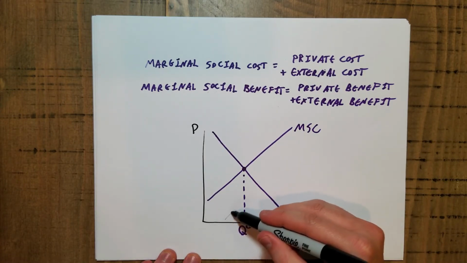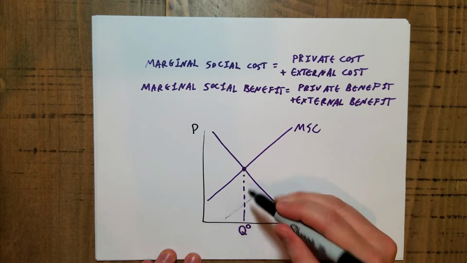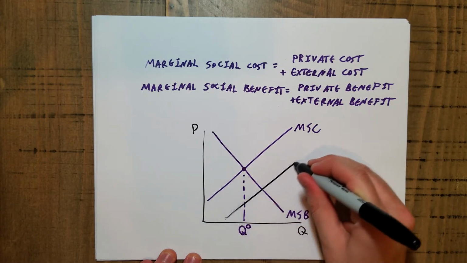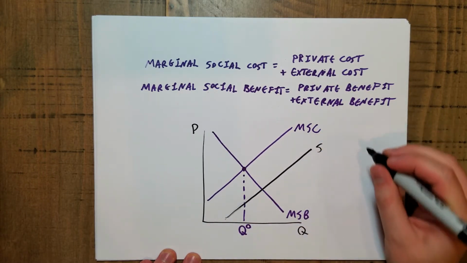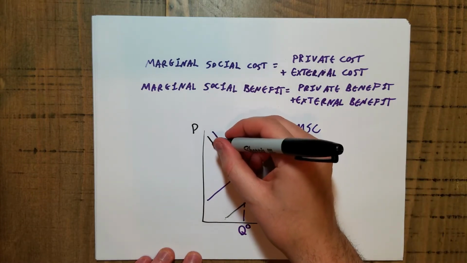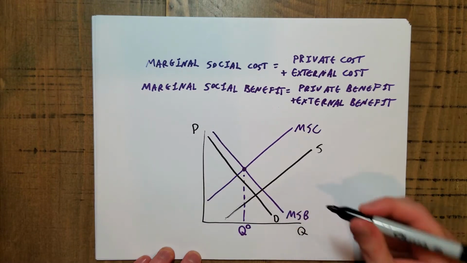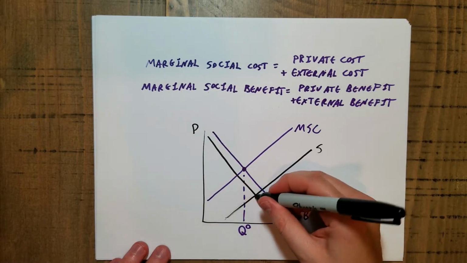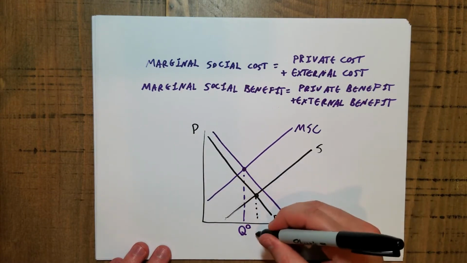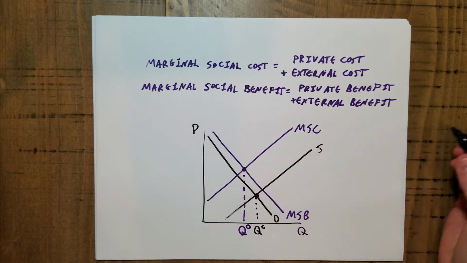Now the quantity that's actually going to get chosen in the market is going to be where supply and demand cross. But as you can see here, that is not equal to the optimal quantity. In fact, here we are producing too much. The quantity produced in the competitive market, I'm going to call that QC for competitive, is above the quantity that we get in the optimal amount.